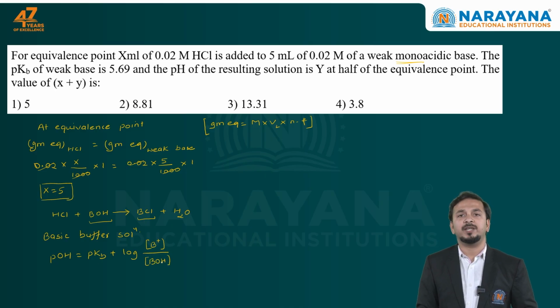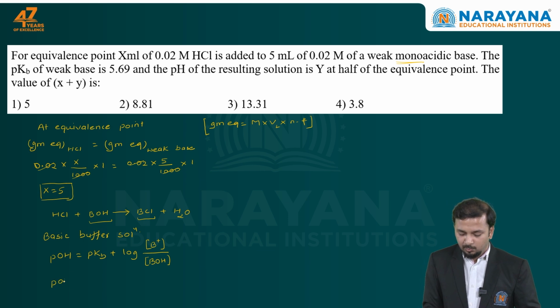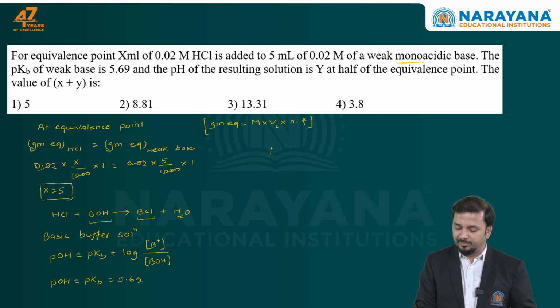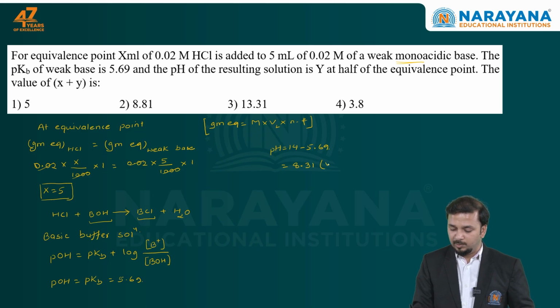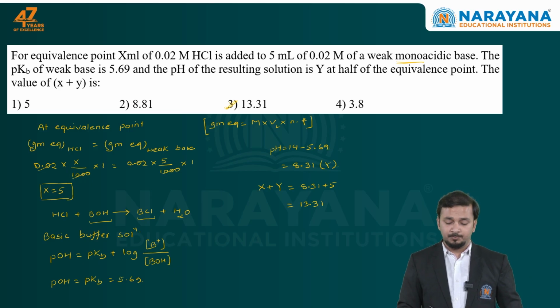At half equivalence point, the concentration of B plus and BOH will be the same. So I can write pOH will be equal to pKb, which is given as 5.69. If pOH is 5.69, I can write pH will be equal to 14 minus 5.69, which is 8.31. So this will be the value of y. We have got x as 5, y as 8.31. So x plus y, which they are asking, will be equal to 8.31 plus 5, that is 13.31. So the correct answer for this question will be option 3.